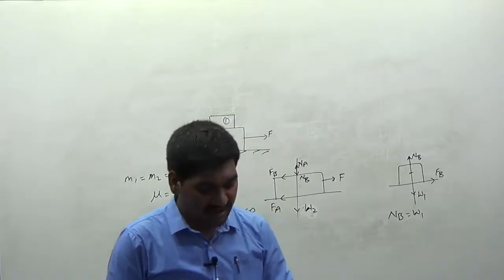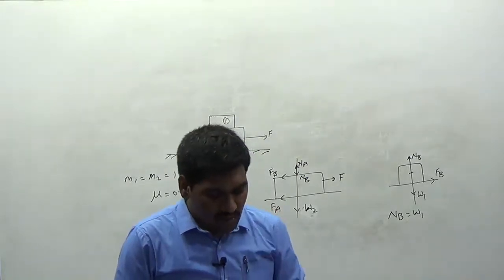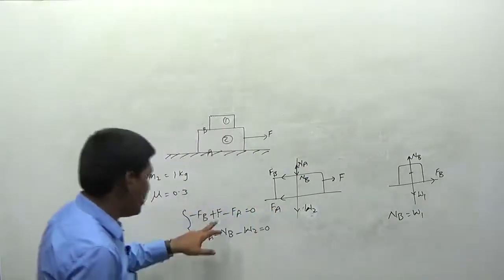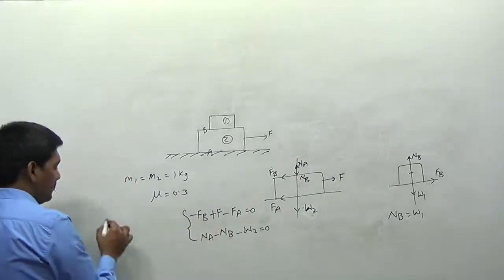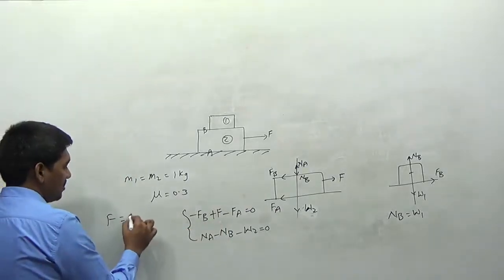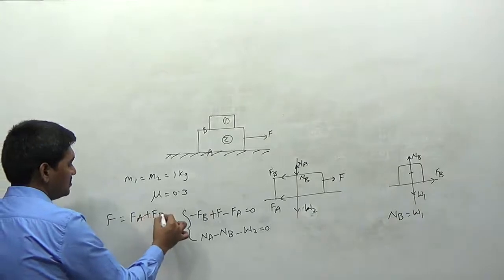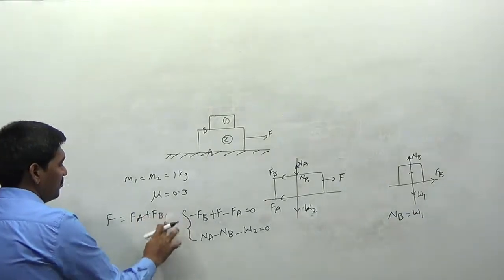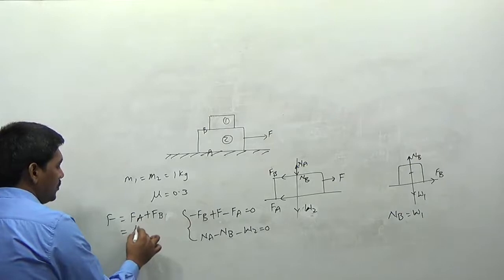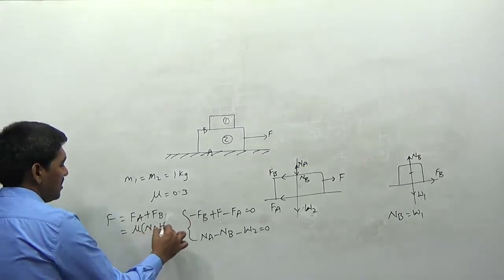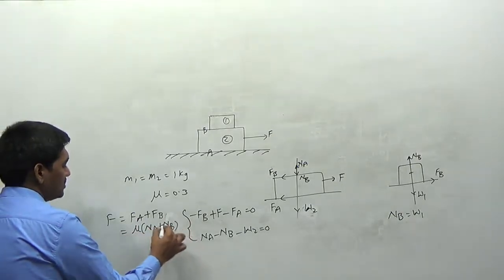From this equation I can write, I need the value of N2. So what is the value of F I need? Mainly I need the value of F here. This is the value of F. F is equal to, I can always write this as Fa plus Fb. Therefore here I can write this value as mu into (Na plus Nb), because mu is constant at all the contact surfaces.